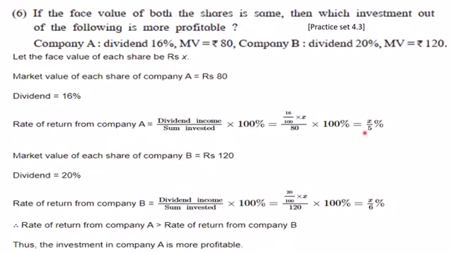Now you can calculate, this is X upon 5%, X upon 6%. So rate of return from company A is greater than rate of return from company B. So compare it. Then you have investment in company A is more profitable.